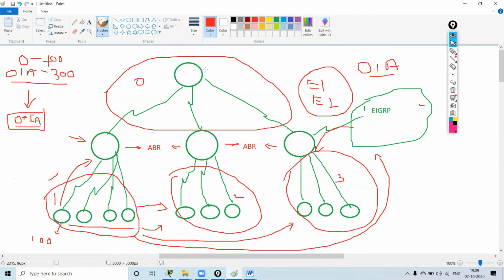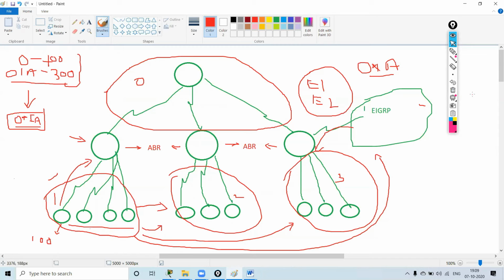Sorry, I just made a mistake over here. These routes will be the same in stub. I'm really sorry, that is why you got confused. Whatever external routes I am receiving, those routes will be replaced with this default route. Understood now?